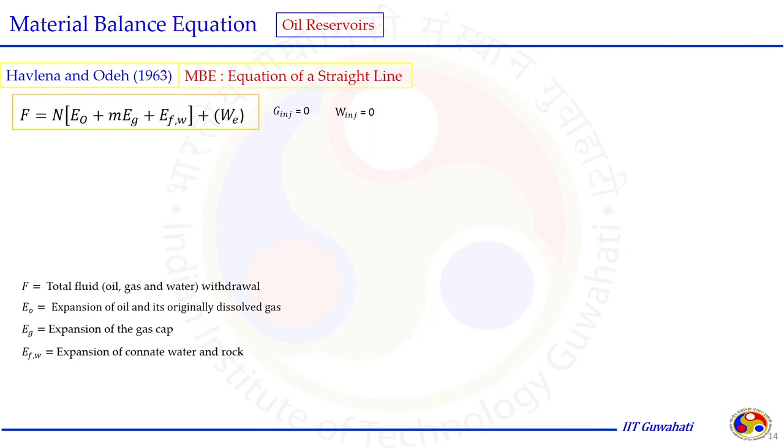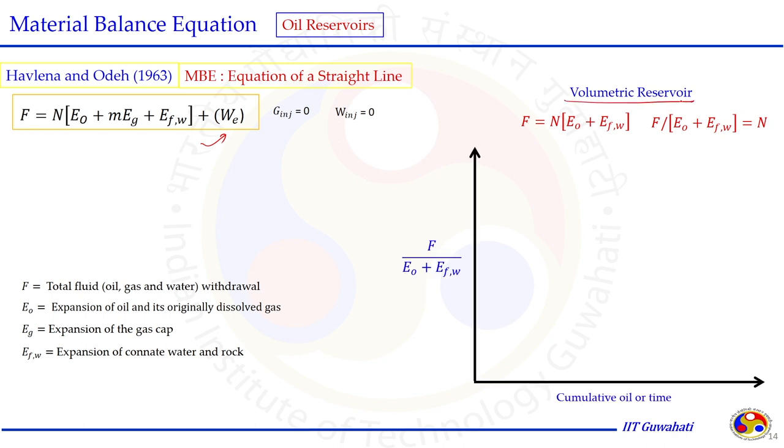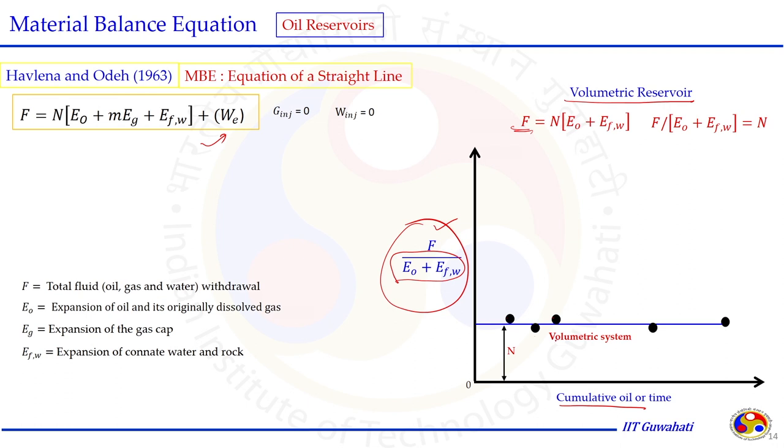So let's discuss another case where the resultant equation from the volumetric balance for the different cases can be adjusted. For example, the volumetric reservoir we already discussed in detail. This expression can be adjusted as F divided by EO plus EFW. In that case, when we plot F divided by the contribution of oil expansion and rock and water expansion with respect to the cumulative oil, we are supposed to get some data. And when we get the experimental data on this Y and X parameter, we can draw the straight line. If the straight line fits this data, we can say the reservoir has a volumetric system.